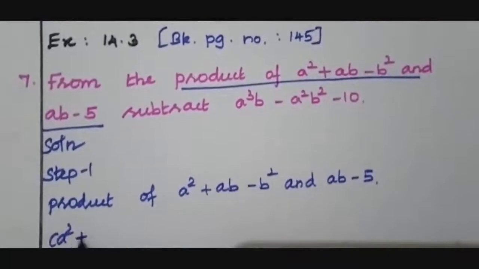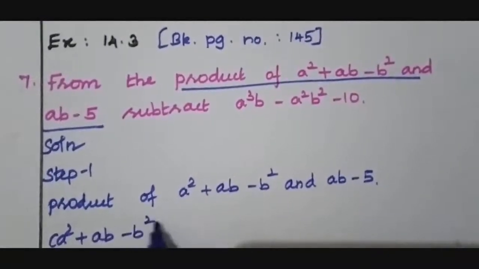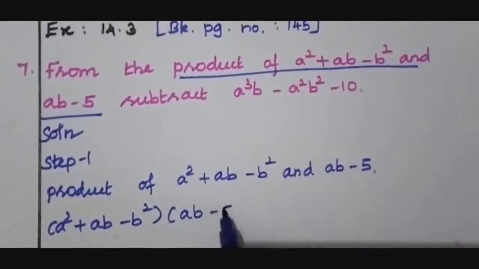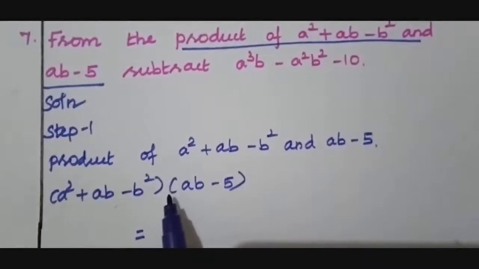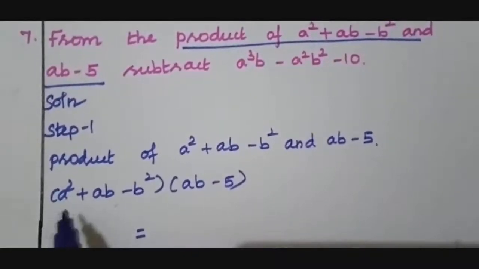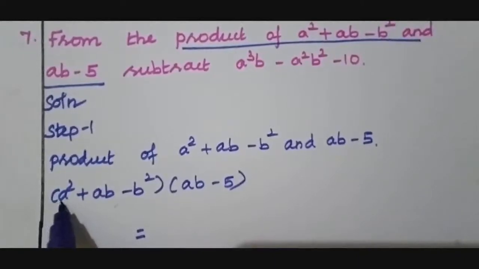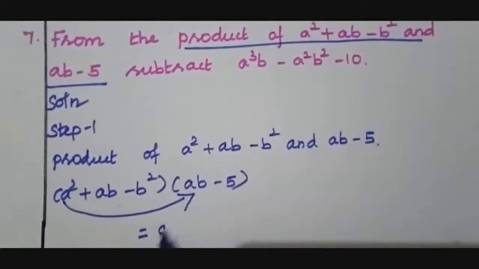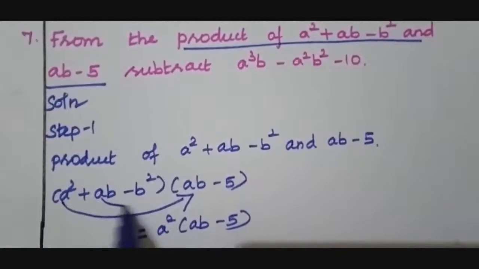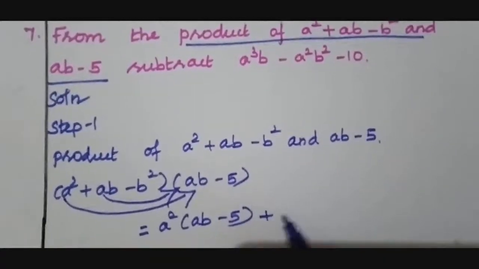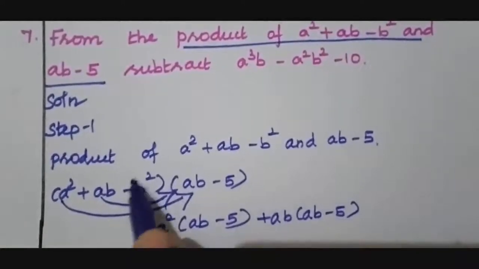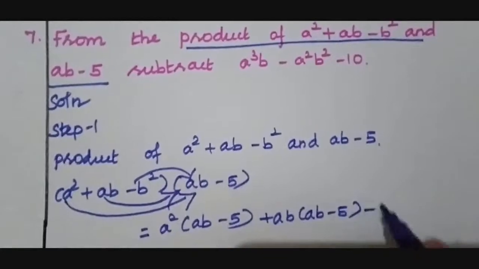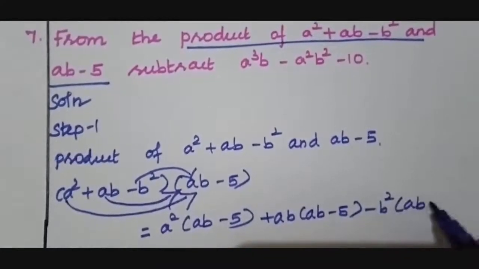A square plus ab minus b square into ab minus 5 is equal to, this bracket stands for multiplication. Multiply this a square with the second expression. So a square into ab minus 5. Now multiply this plus ab with the second expression, plus ab into ab minus 5. Now multiply this minus b square with the second expression. So minus b square into ab minus 5.